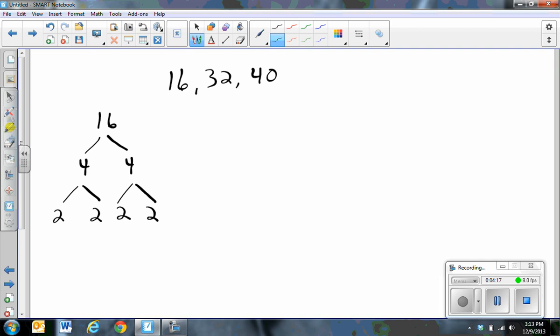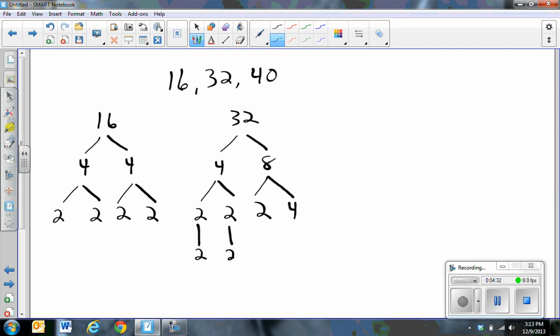And then 32. I'm going to write that as 4 times 8, and then 4 is 2 times 2, 8 is 2 times 4. I'm going to bring down my 2's, and then 4 can be written as 2 times 2 also. So 32 is 2 to the 5th, isn't it? 16 is 2 to the 4th.